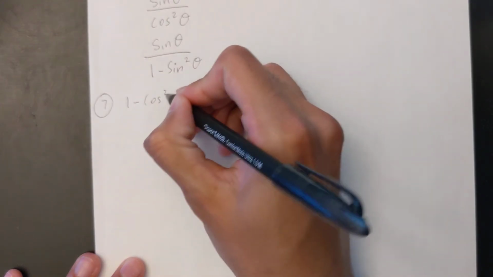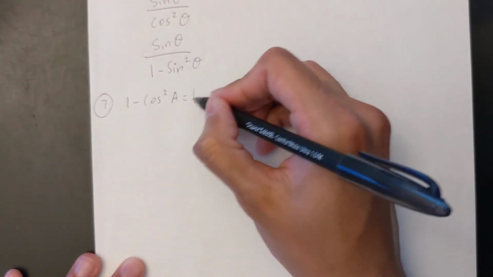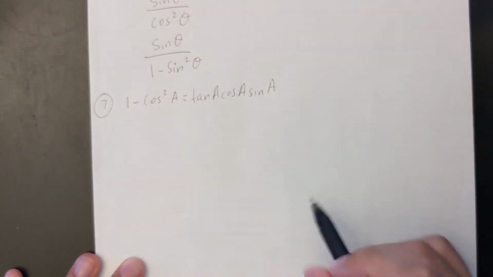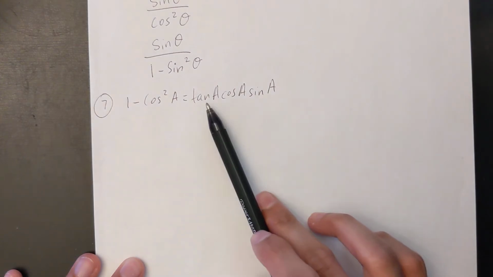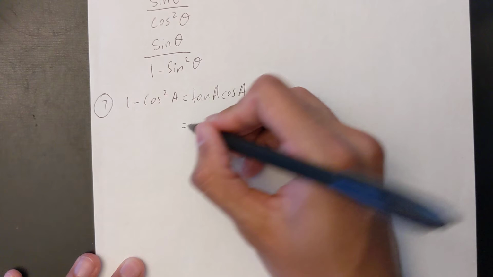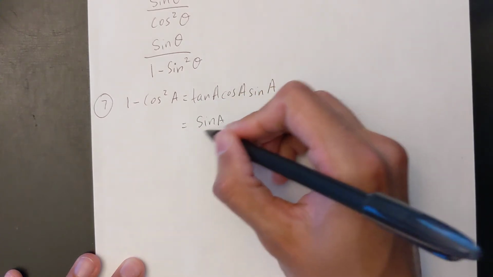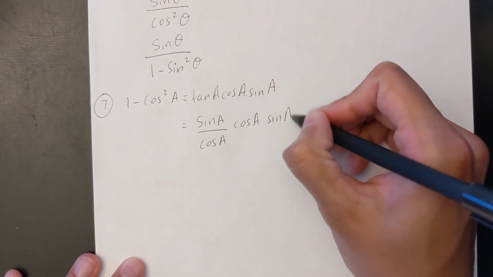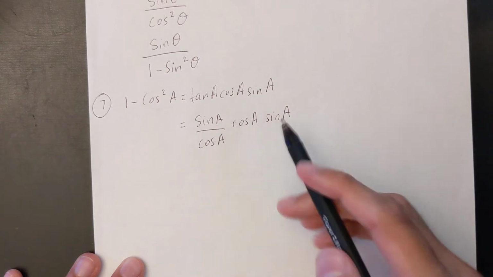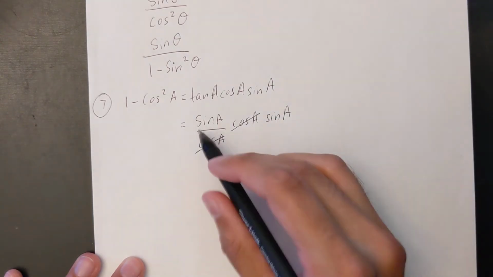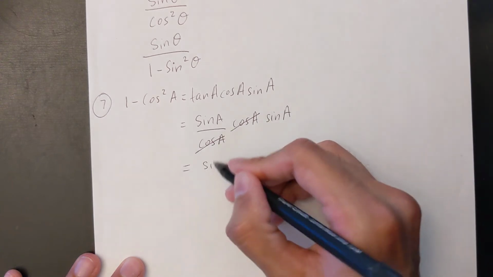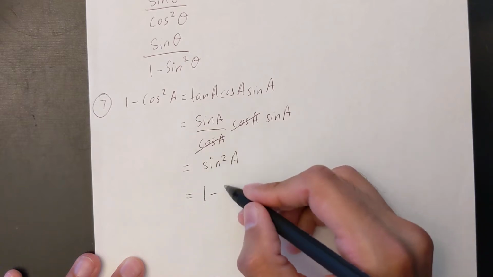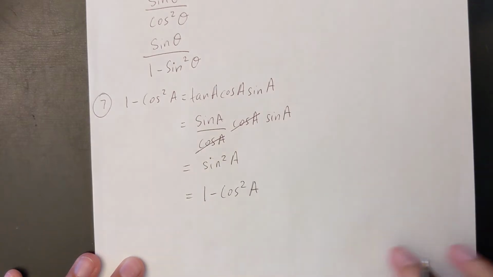One minus cos square A equals tan A cos A sine A. I'm going to work on the right side this time. The right side is a bit more complicated. I'm going to start by turning my tan into sine over cos. Can cancel out my two coses, multiplication, division. So I'm left with sine A times sine A, which is just sine square A. And I know that sine square A can just be replaced with 1 minus cos square A, which is the other side.